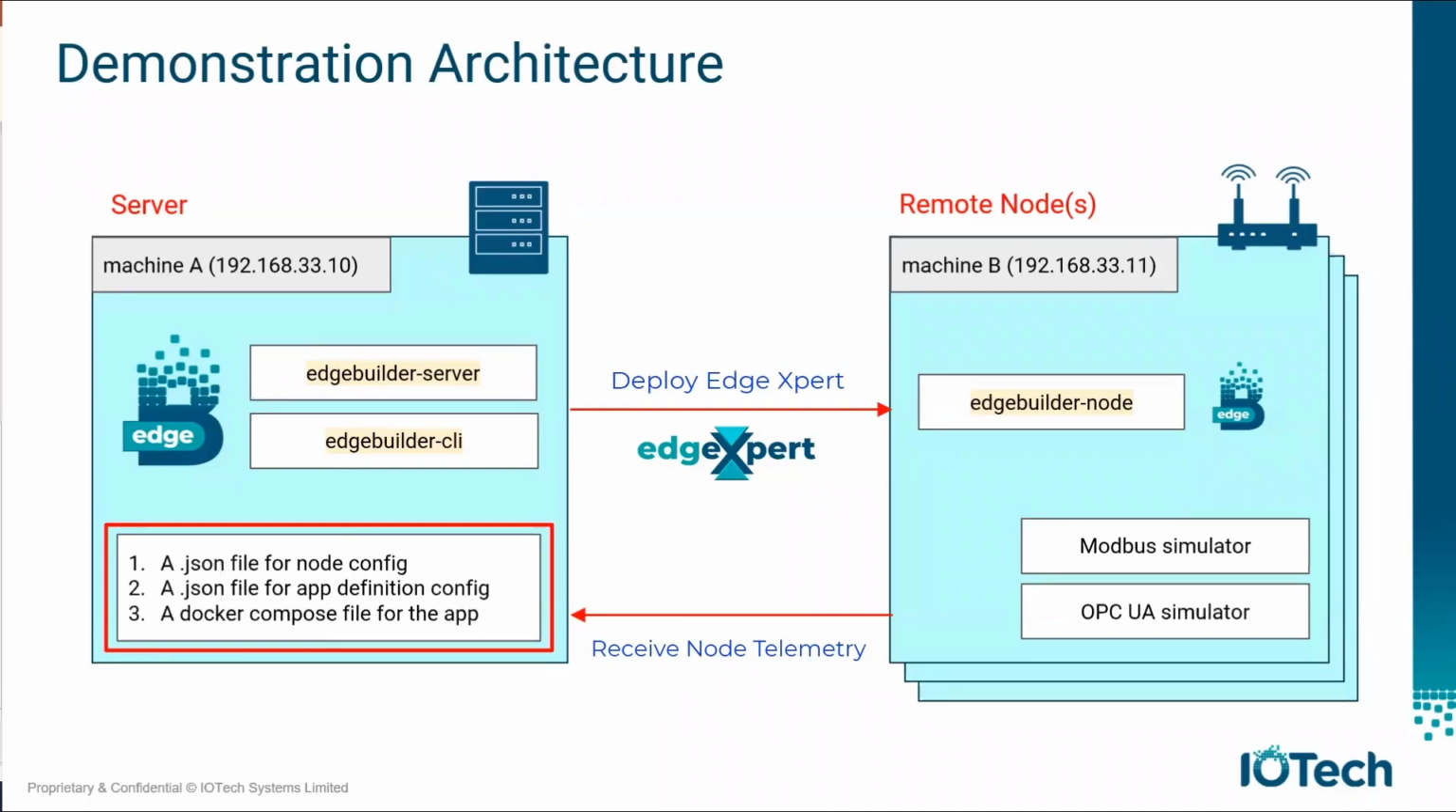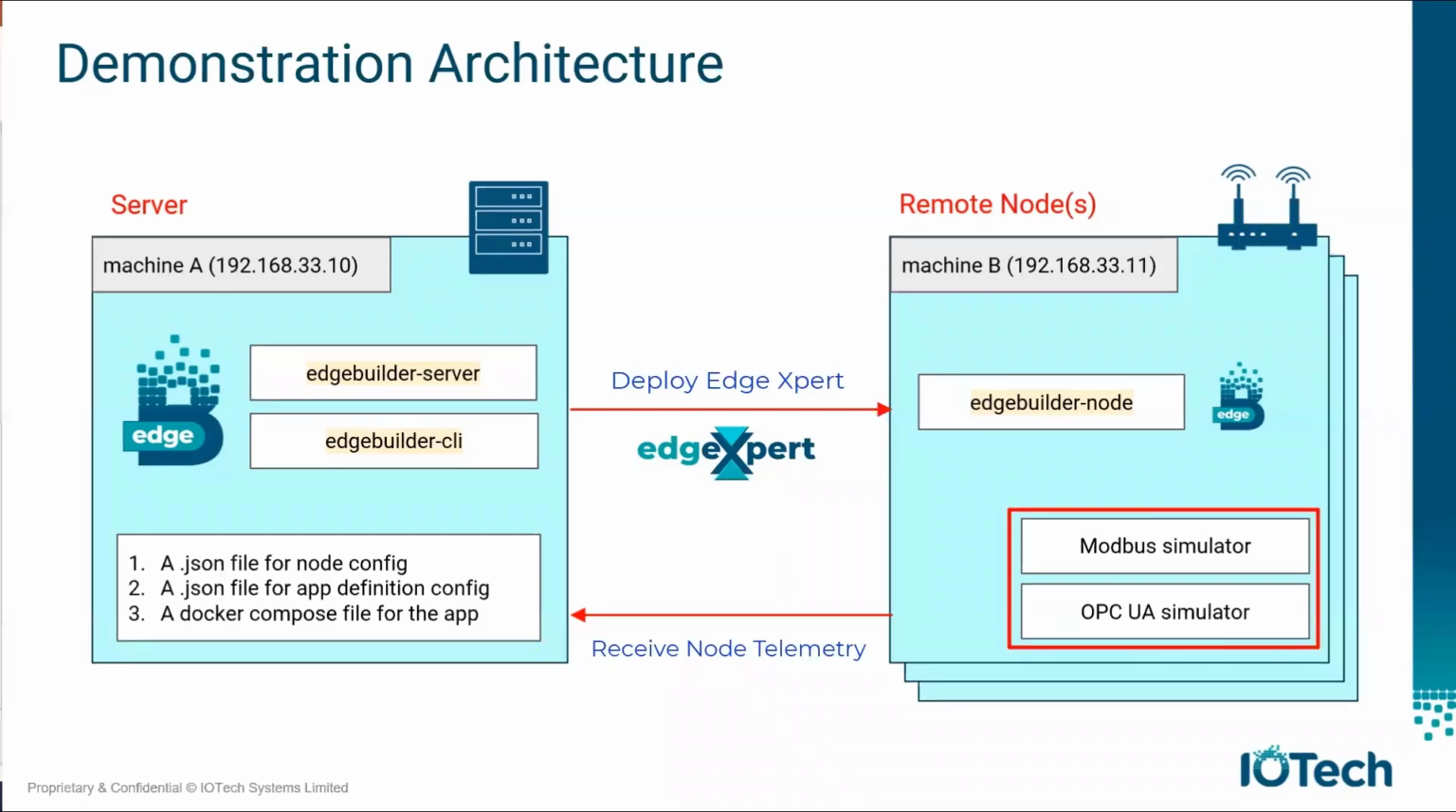And finally, just to point out that in this case, we're running Modbus and OPC UA simulators because, well, those are the data sources. Those are already running on my node. I'm not planning to use Edge Builder to control those. They're assumed to be like the engine, or the real device, so they wouldn't be under the remit of Edge Builder anyway.